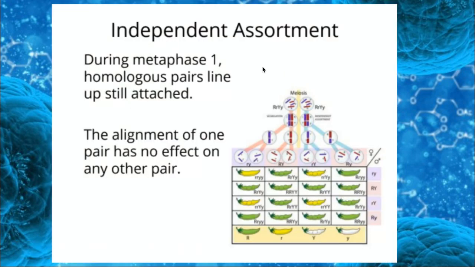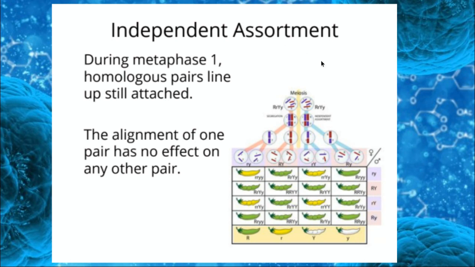Also, it wasn't shown there, but hopefully notice that there is something called independent assortment going on. This is another attribute of meiosis that leads to genetic variation. So we have crossing over during prophase 1, and we have independent assortment happening as well during metaphase 1.